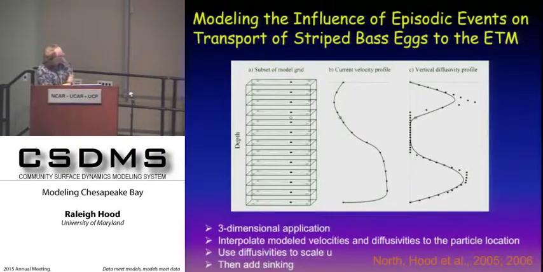And this is a little bit more of a complicated problem because we're doing it in three dimensions, so you have to interpolate not only horizontally in space to the particle positions, but you also have to interpolate vertically. And so we are interpolating the velocities vertically to the particle positions, and we're also interpolating the vertical diffusivity profile to scale the turbulence in the model so that we're giving these little particles little random kicks. As I said, we're also adding sinking, and we did experiments with different densities of eggs to see how the specific gravity of the eggs affected their trapping in the estuarine turbidity maximum zone.